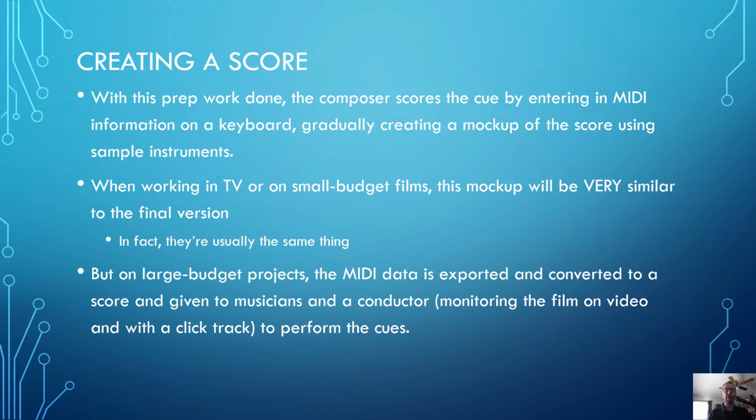With that prep work done, the composer scores the cue by entering in MIDI information, usually on a keyboard, to create a mock-up of the score using sample instruments. That way they can take it back to the director and the producer and have a listening session and say, okay, this is good. Or we need to change this, or we need to make this a little tighter.